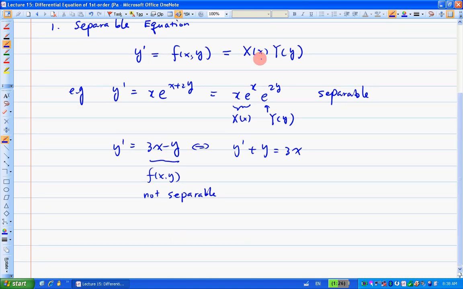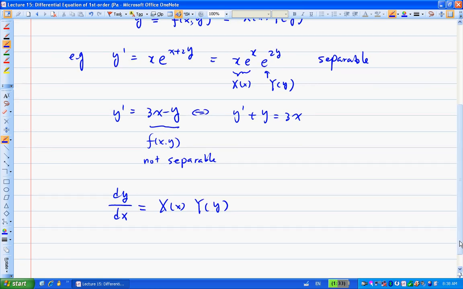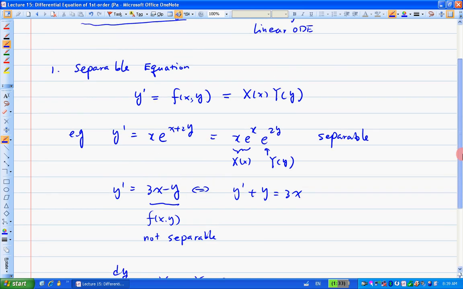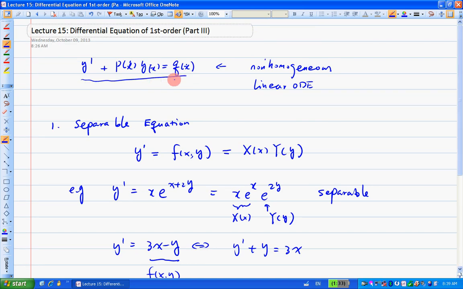Now, how do we solve this kind of separable equation? It's actually very simple. All you need to do is this. Go back to the general format here. What we have is dy over dx equal to a function of x times a function of y. Just like the first technique we learned, the separating variable technique. The separating variable technique is used on what kind of format? It is used on homogeneous equations, right?